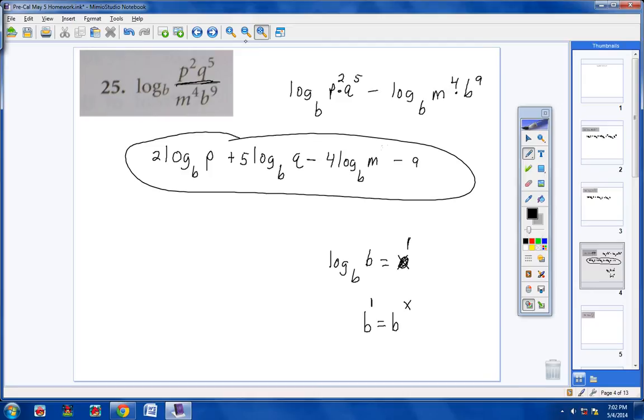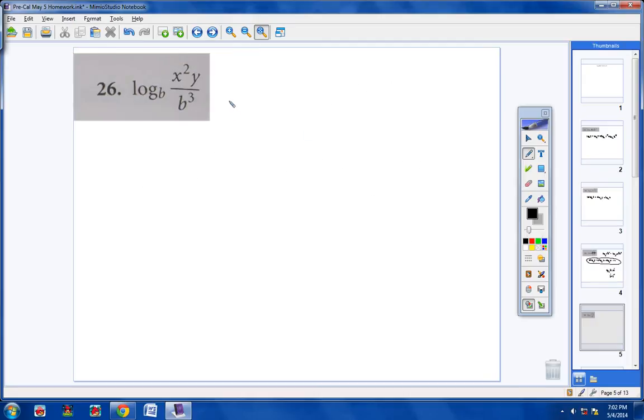And yes, it is. Okay, moving on to number 26. Same problem again, students. We have a division line here. So I'm going to start off with writing a difference, or in other words, two logarithms being subtracted. My numerator, x squared y, goes here, and then minus log base b of b cubed. Okay? Now, we really can't split this logarithm. I mean, if you want to move the 3, that's fine. So negative 3 and then log base b of b.